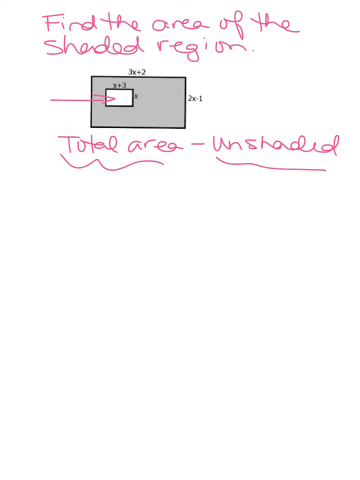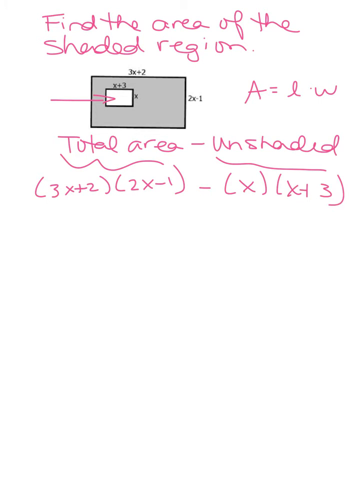So remember, area is equal to length times width. So I'm going to multiply 3x plus 2 times 2x minus 1. That will give me my total area. Now I'm going to subtract out the piece that I don't need, which is x times x plus 3. My total area is 2 binomials, so I'm going to use FOIL. So I have 6x squared. My outside is negative 3x. My inside is positive 4x. And my last is negative 2. I'll combine my like terms.